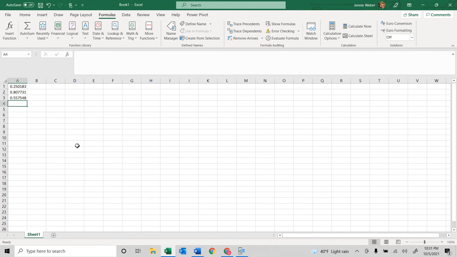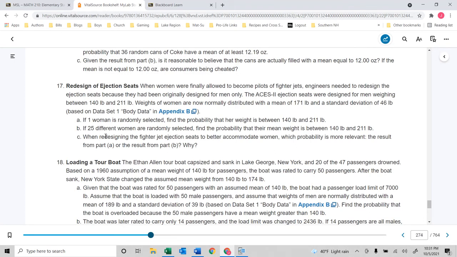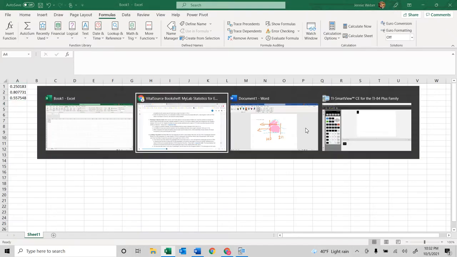So this is telling me there's about a 55% chance that this fits one woman. This is what we've been doing. So my probability is about 55, so 55% of women. That's actually pretty bad. Now, the second question is, 25 different women were randomly selected; find the probability that the mean weight is between these values.